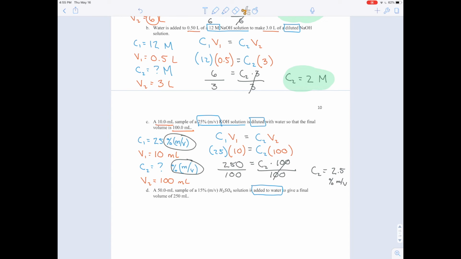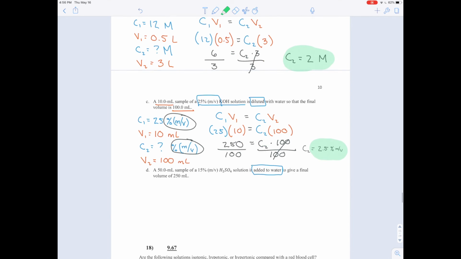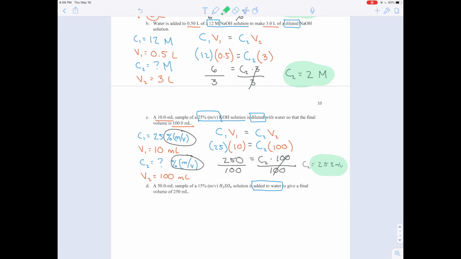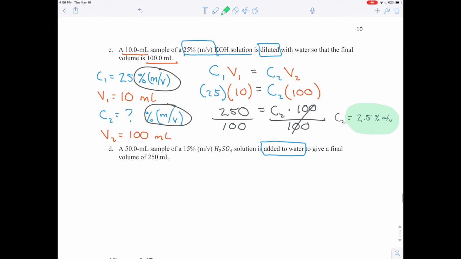And actually, let me write that more neatly, just to be a good example to you. So we'll plug that there. Okay, percent mass volume. Okay, so that is the concentration of the final solution after you do the dilution for that one. All right, last but not least, D.